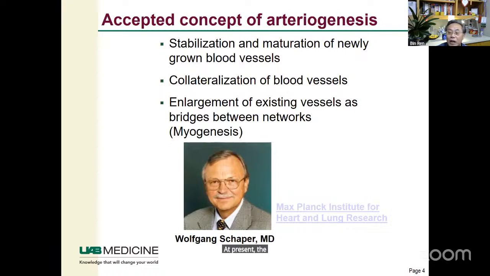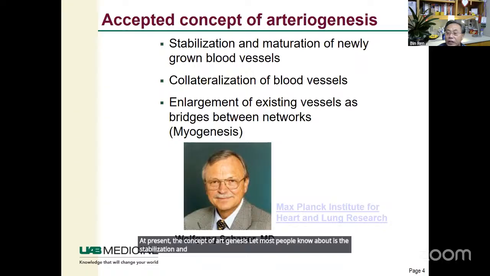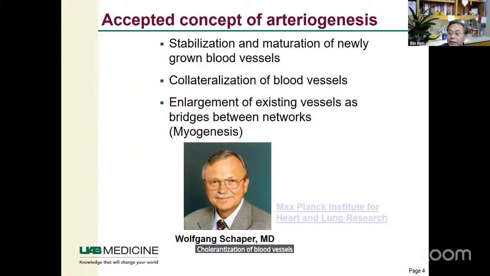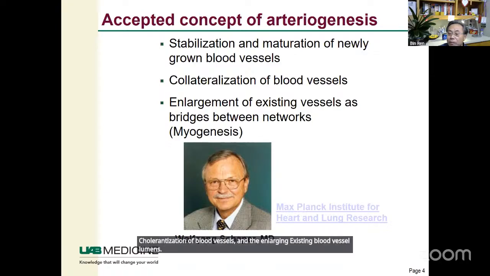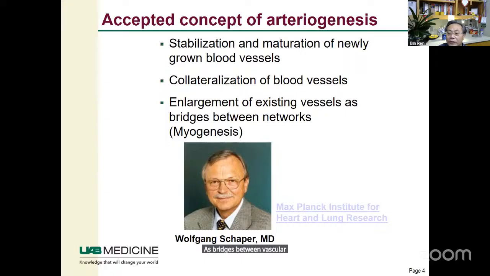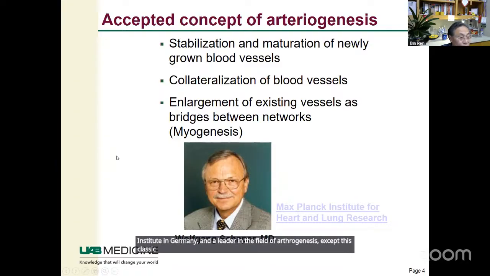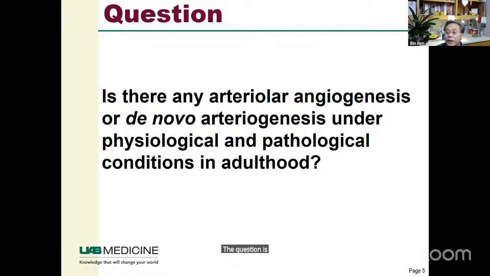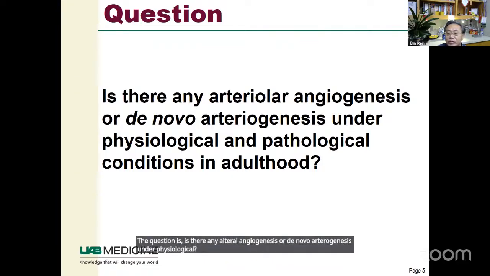At present, the concept of arteriogenesis that most people know about is the stabilization and maturation of newly growing blood vessels, collateralization of blood vessels, and the enlarging of existing blood vessel lumens as bridges between vascular networks during vascular remodeling. Most cardiologists, including Dr. Wolfgang Schaper, a physician scientist at the Max Planck Institute in Germany and a leader in the field of arteriogenesis, accept this classic concept. The question is: is there any arteriolar angiogenesis or de novo arteriogenesis under physiological and pathological conditions in adulthood?